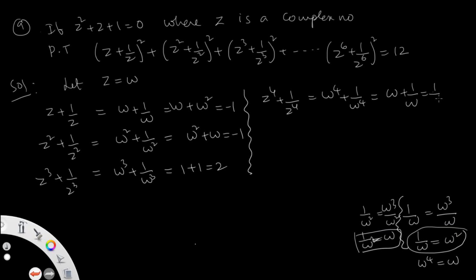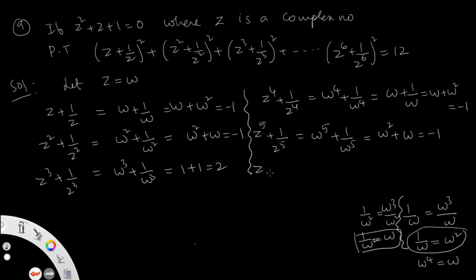So right here, omega plus omega square is nothing but minus 1. z power 5 plus 1 by z power 5 is omega power 5 plus 1 by omega power 5. Omega power 5 is nothing but omega square, and 1 by omega square is nothing but omega. That is nothing but minus 1.